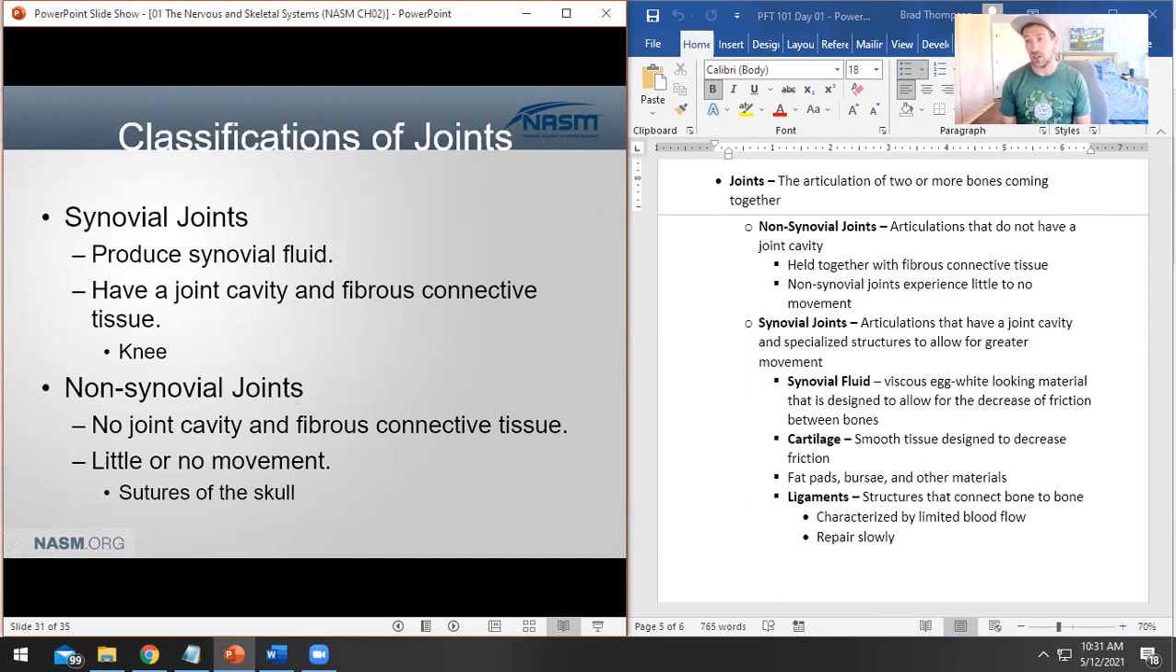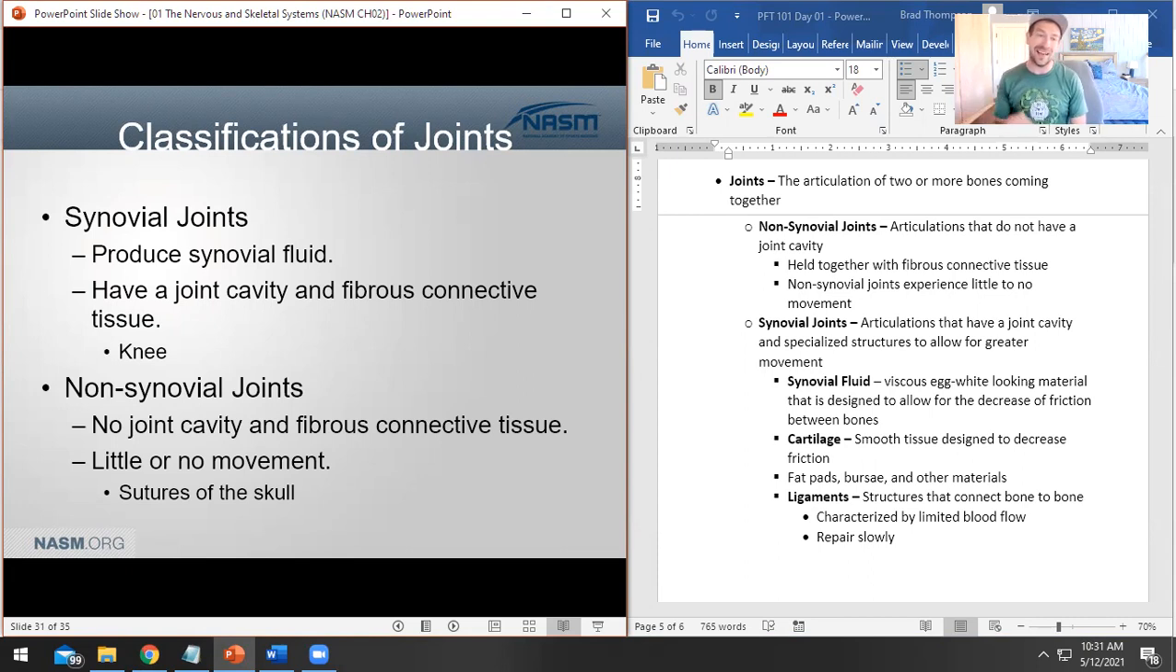So the classification you've got, NASM is actually a little oversimplified here. You've basically got 3 types of joints inside the body, but they're breaking it down into 2 major categories. You've got synovial joints, which are probably the joints that you're thinking of. 80% of the joints in your body are synovial joints. They're the movable joints. They're what allows us to do all of our stuff.